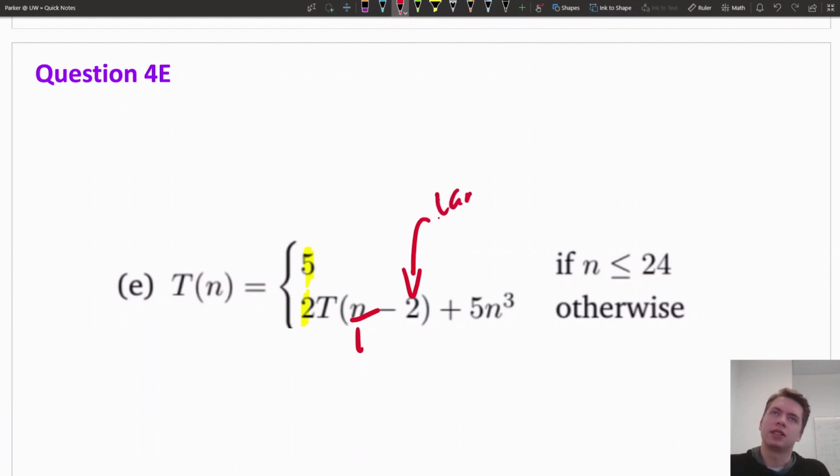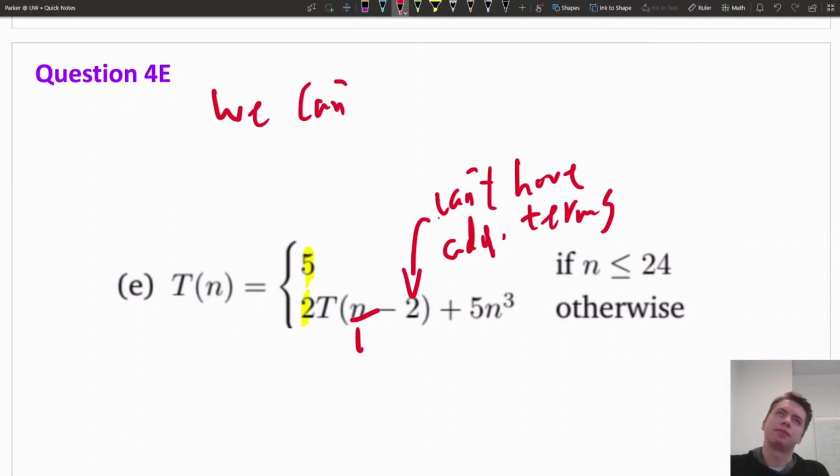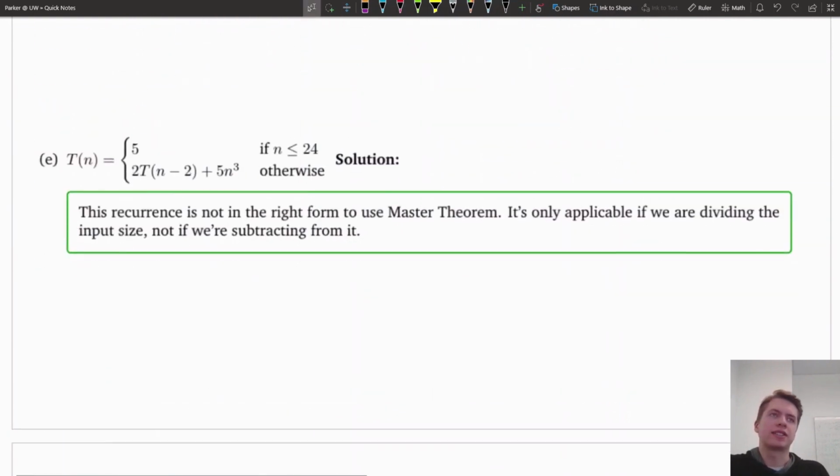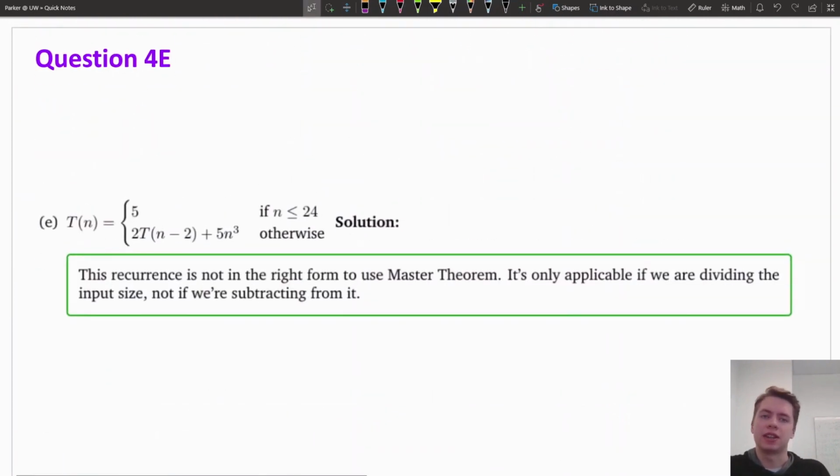So we can't have additional terms that don't simplify. Therefore, we can't use the master theorem. Yeah, the structure of the current recurrence has to match exactly in all the areas. So that's why we can't use it here. And that's the same answer that's given via the section problem solutions.